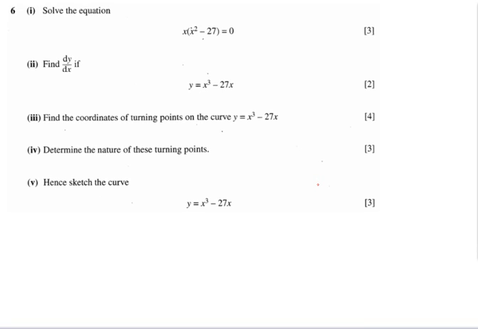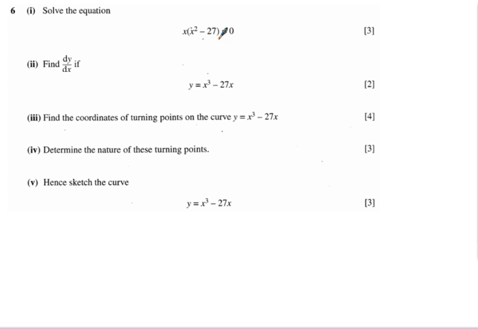Question 6 is a curve sketching question, which is built up over a number of different parts. And the first part is simply to solve this equation here. Now, if we were to multiply it out, we'd get a cubic equation, and what we'd do is we'd factorize it. So this is already factorized for us to a certain extent.